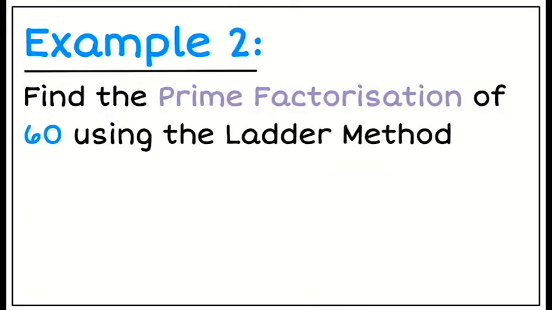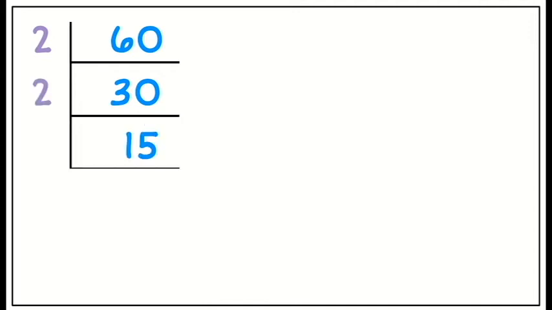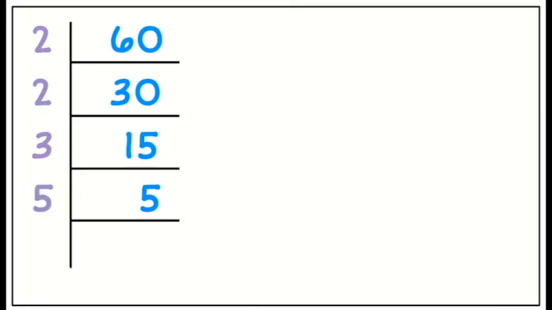Let's have a look at another one. So here I want to do the prime factorisation of 60. So start with 60, divide by 2 is 30, divide by 2 is 15, divide by 3 is 5, divide by 5 is 1. So now I know I can stop and write down the answer.